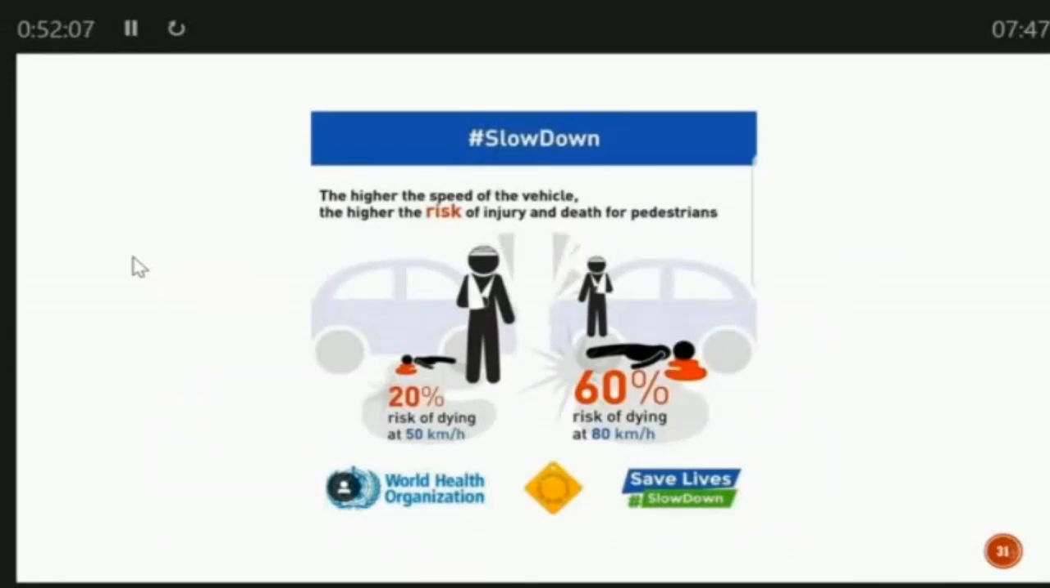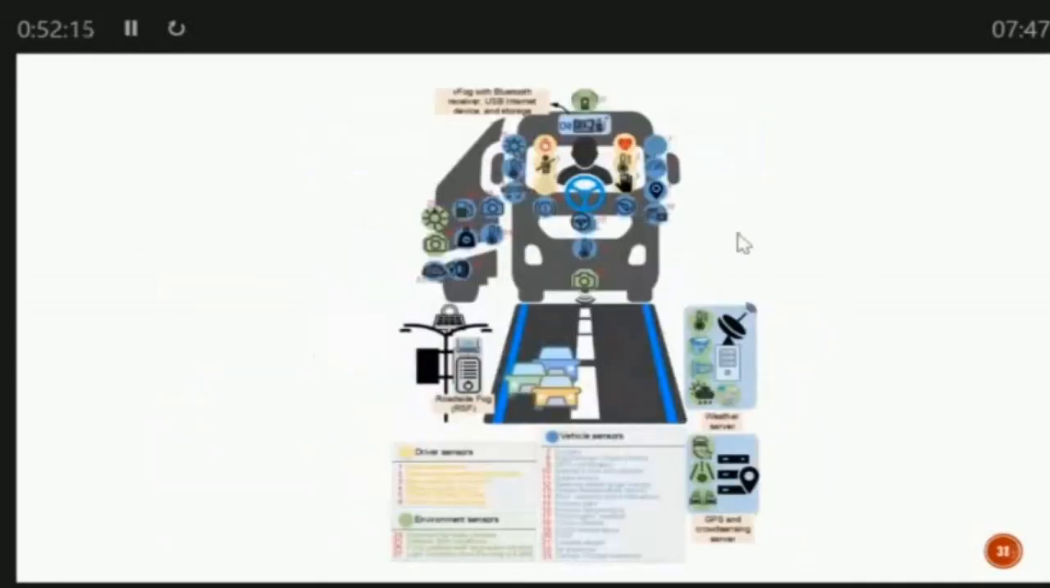This is an example of a vehicle, for example a cargo vehicle. This vehicle has three different categories of sensors. You have driver sensors, which monitor the driver, for example the driver's vital signs, blood pressure, blood glucose, heart rate, etc. You have environment sensors, for example the road condition, the weather condition, the lighting, etc. Then you have vehicle sensors.